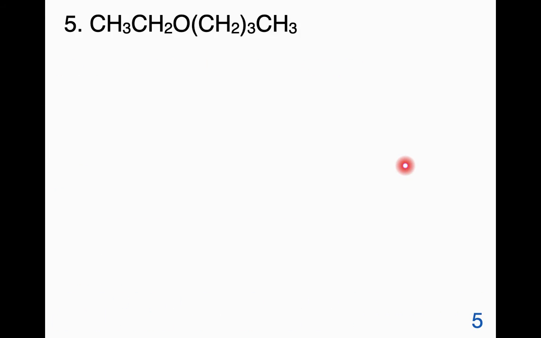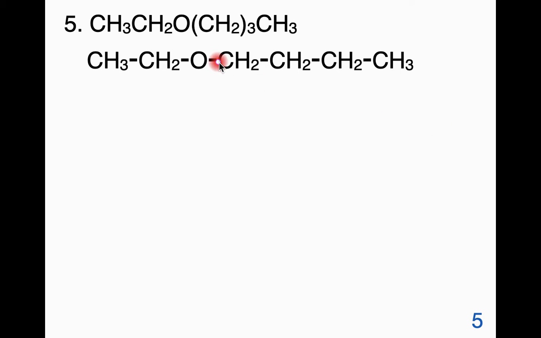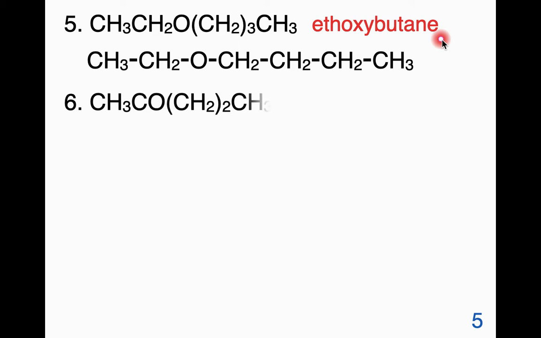A few more. Now this is an ether. Remember, for an ether, we name the shorter chain first, and so this is 2 carbons long, so it'd be ethoxy. And then the longer chain would be named as if an alkane, so this would be butane. So it'd be ethoxybutane. I feel like I'm going really fast here, but I'm hoping you're pausing the video and trying it yourself first.